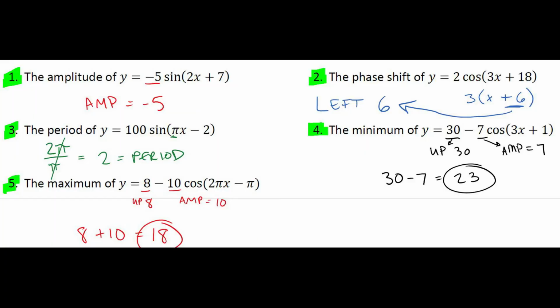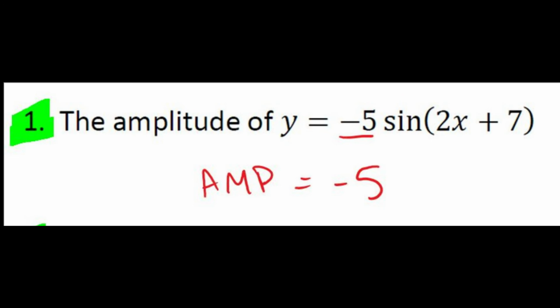Let's look at numbers 1 through 5. Number 1 says, what is the amplitude of this? Looking at our generalized transformation letters, we have the A out front, the H, the K, and all of these things. The amplitude is always the number that's multiplying either your sine or your cosine. In this case, I said it's -5. You could have put +5. That's fine as well. I always include the negative, even though the negative is telling you whether it flips or not. 5 is how high and how low the graph is going to go.